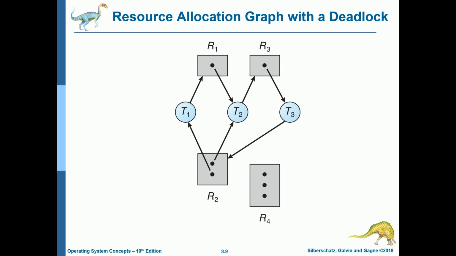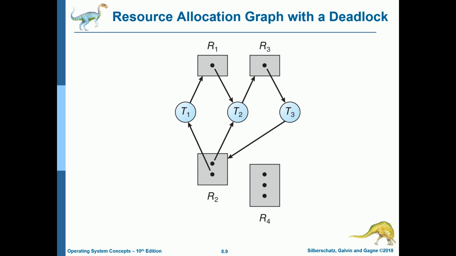However, if each resource type had several instances, then a cycle does not necessarily imply that a deadlock has occurred. In this case, a cycle in the graph is a necessary but not sufficient condition for the existence of a deadlock. Now, to illustrate this, let's take the following resource allocation graph. Assume that thread T(3) requests an instance of the resource type R(2).